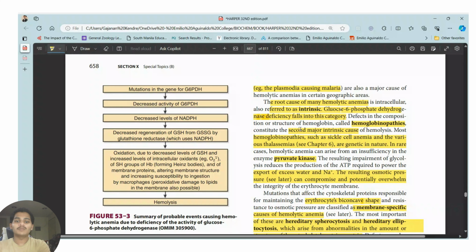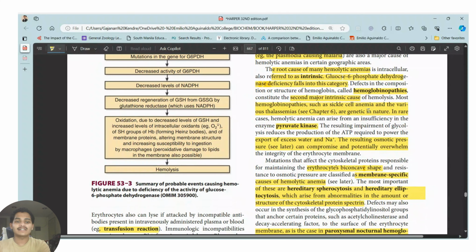Most hemoglobinopathies are the sickle cell anemia and the various thalassemias, which we already saw in chapter 6, which are genetic in nature, and it's rare that hemolytic anemia can arise from the insufficiency of an enzyme, that is pyruvate kinase. Pyruvate kinase is the important enzyme where we yield two molecules of ATP from phosphoenolpyruvate to pyruvate in the process of glycolysis.